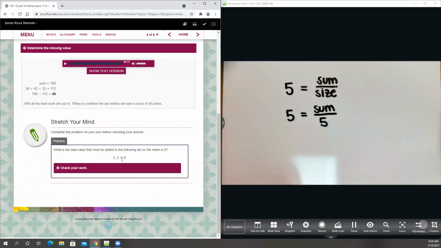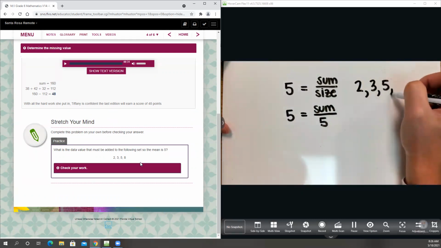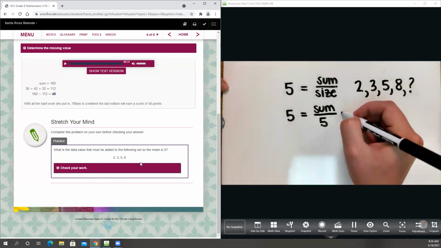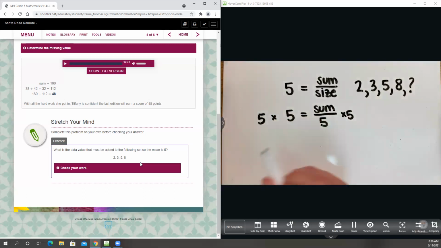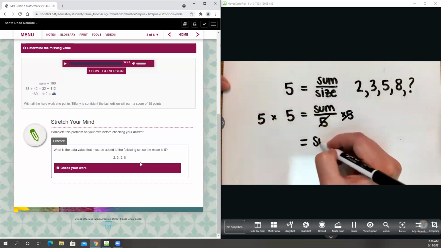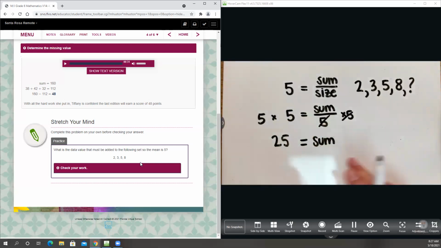So we already have 1, 2, 3, 4. And then I'm going to add one more to that list. Okay. I have 2, 3, 5, and 8. And I'm going to add one more. I don't know what that one is yet. So in order to get what my sum is, I'm going to take this and multiply by 5. Because remember, when we were solving equations, the opposite of division is multiplication. So this would cancel out and leave me with my sum. So 5 times 5 is 25. So I know my sum needs to be 25.